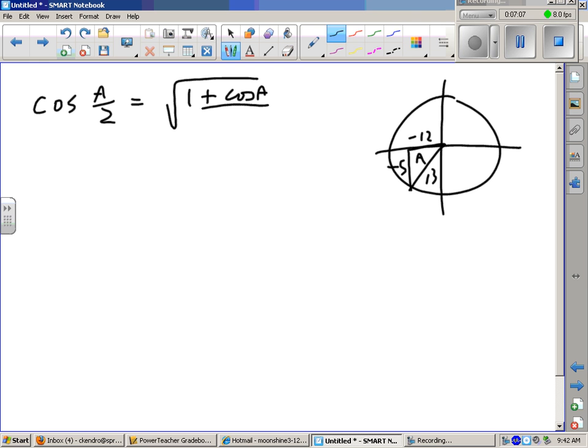Cosine of A over 2, and it is plus or minus. But we already said that A over 2 is in the second quadrant. Cosine is negative in the second quadrant, so I know my answer is going to come up negative.